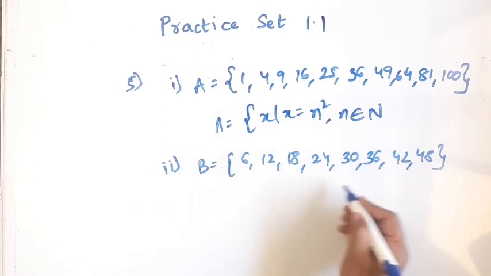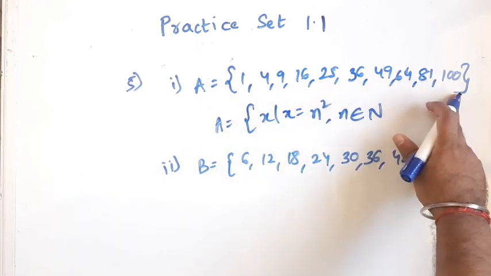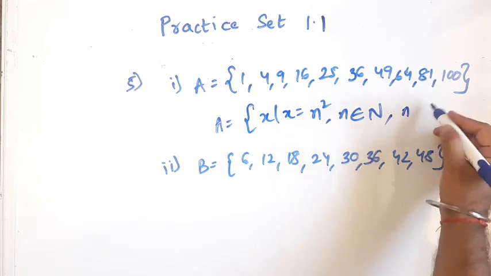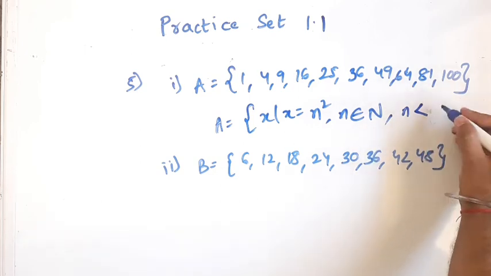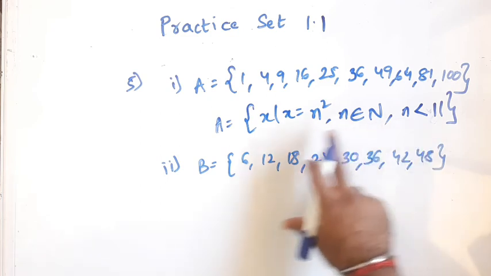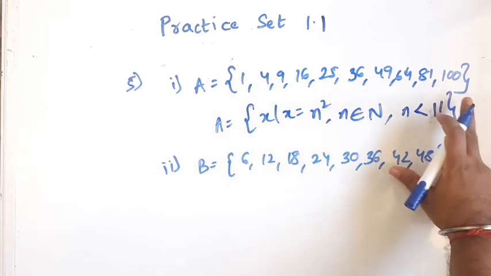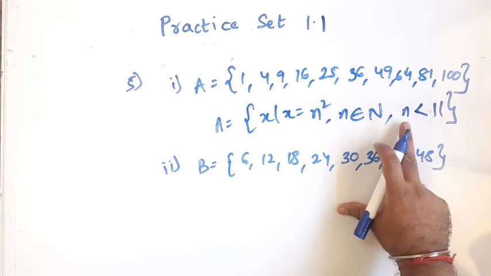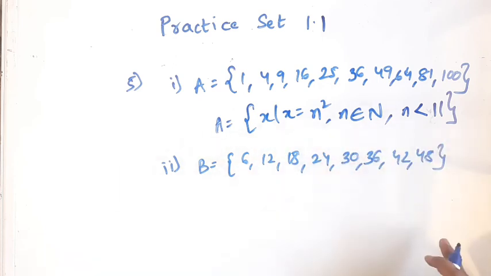If you take 1, 2, 3, 4, 5, 6, 7, 8, 9, 10, all the squares if you make, these are the squares till 10. So you have to write n is less than 11. Okay, n is less than 11 means you have to write the natural numbers only till 10. 1 square, 2 square, 3 square, 4 square, 5 square till 10 square. I can write n is less than 11, or I can also write n is less than or equal to 10. Both will do, because natural numbers, children, you know.